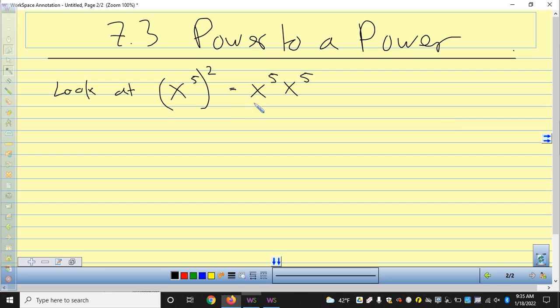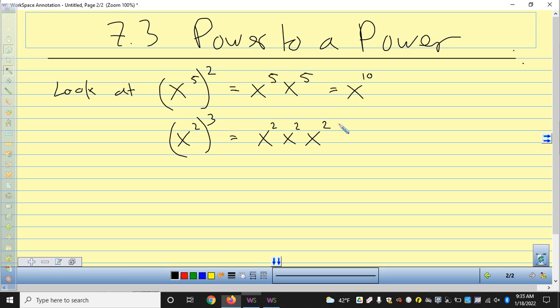Well, now we're just multiplying 2 things with an exponent. And what do we do when we multiply 2 things with the exponent? What do we do with the exponents? We add. So this is x to the 10th. And if we had x squared to the 3rd power, same thing. That means multiply x squared by itself 3 times. X squared times x squared times x squared.